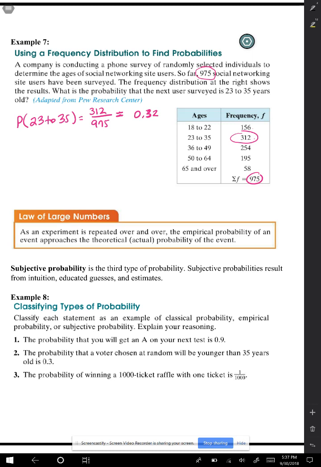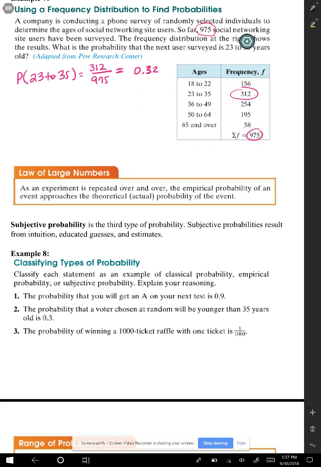Subjective probability is the third type of probability. And this one just results from intuition, educated guesses, and estimates. So this would not be one that is based on experiments or based theoretically on what you would expect to happen. It's simply based on what you think. So you're making an educated guess, you're estimating, or you're just basing it on your intuition.